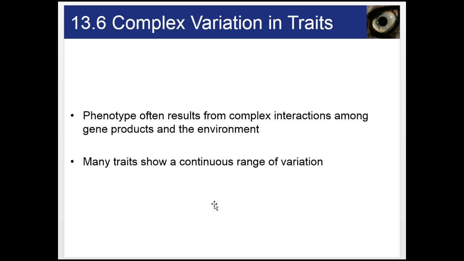Phenotype often results from complex interactions among gene products and the environment, and many traits show a continuous range of variation. So this means sometimes the environment can affect your traits. For instance, hydrangea flowers, their color, despite what gene they have, is also affected by how acidic the soil is. So their color can actually range from pink to blue, depending on acidity of the soil. So there's an example of environment affecting a trait.